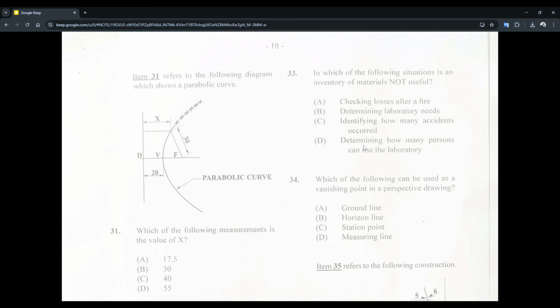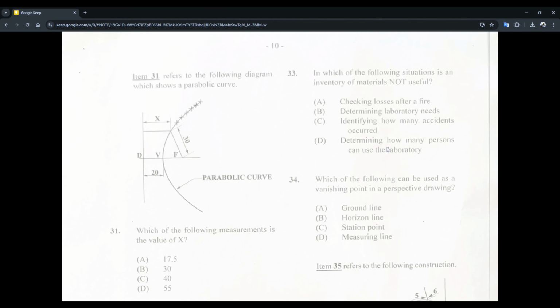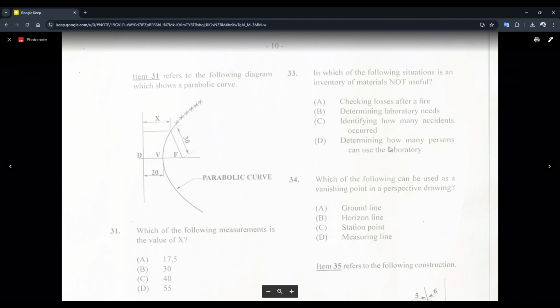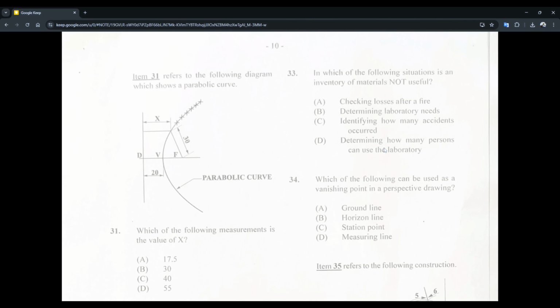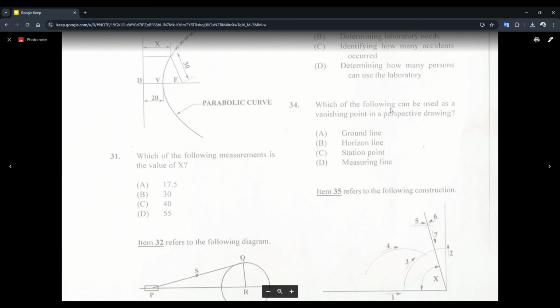Regarding D, it is not directly related, but the inventory of materials can give you an idea of how many persons can efficiently use the lab, right? So number 33, C. Which of the following can be used as a vanishing point in a perspective drawing?